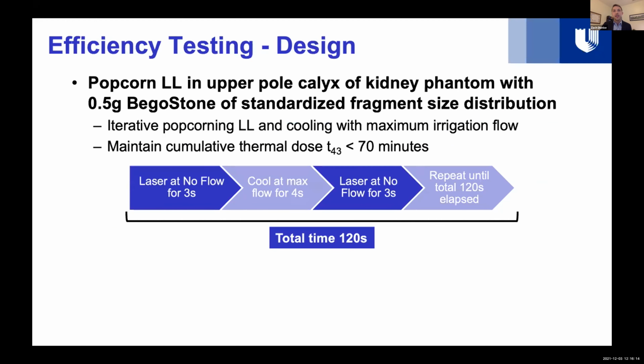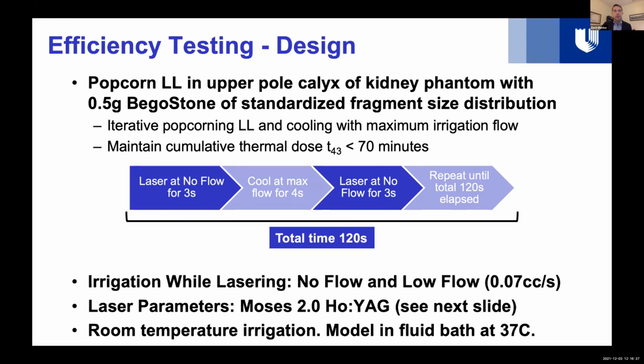To evaluate efficiency of lithotripsy, we placed 0.5 gram of stone phantom of known fragment distribution in the upper pole of our kidney model. Incorporating thermal dose data from prior experiments using our kidney phantom, we developed iterative lasing and cooling protocols at each laser parameter for a total time of 2 minutes, limiting thermal dose accumulation while lasering to below a threshold dose of T43 of 70 minutes. Lasering at each parameter was performed with both no flow and a low flow irrigation. After lithotripsy, the stone fragments were sieved, dried, and massed.